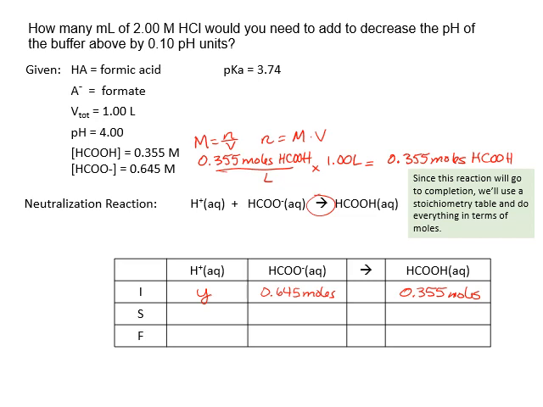For the stoichiometry row, remember this is the row where we typically put our plus and minus x's. The reaction will go in the forward direction, so we'll have minus x for each of the reactants, and we'll have a plus x for the product. So in the final row, I'm just going to do an expression first. We have the initial with the change: y minus x. For the formate, we'll have 0.645 minus x. And for the formic acid, we'll have 0.355 plus x.